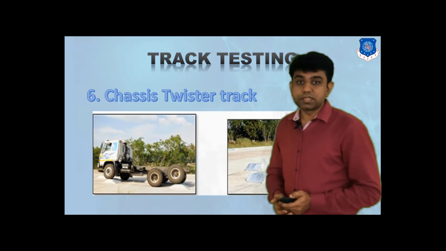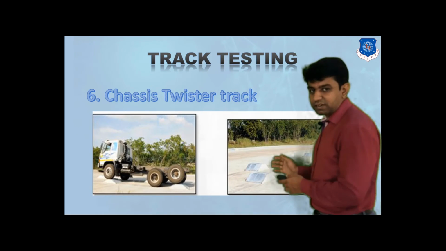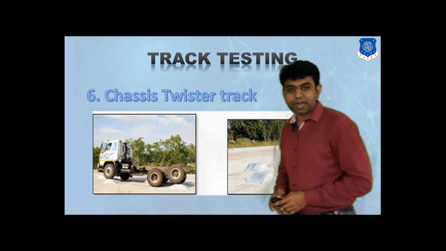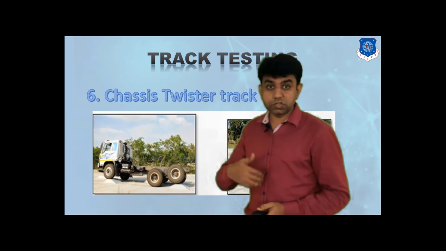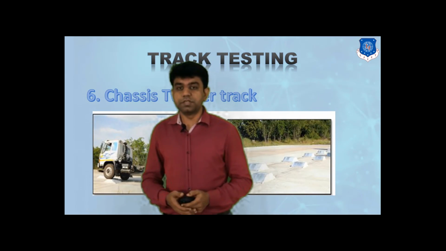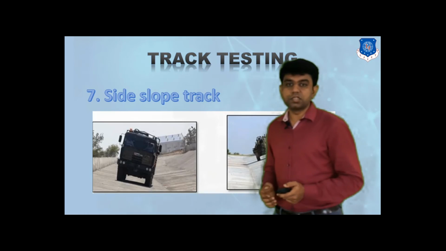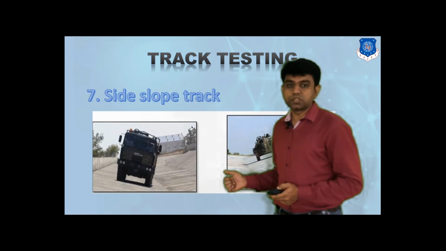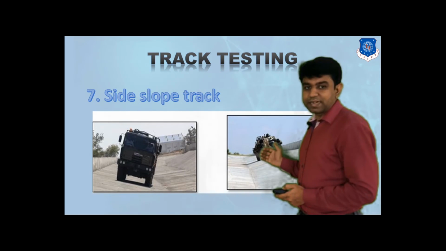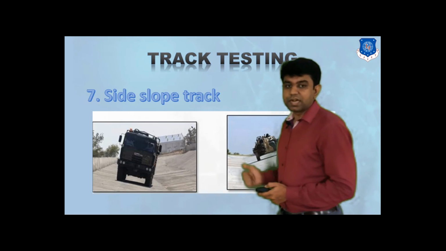The sixth one is a chassis twister track. From the name itself, you will get the idea that this kind of track twists the chassis. It will try to bend the chassis, and how the vehicle overcomes that stress can also be evaluated under this track condition. Seventh one is a side slope. You will have a view like this. Instead of a straight flat track, we are allowing the vehicle to travel sideways.